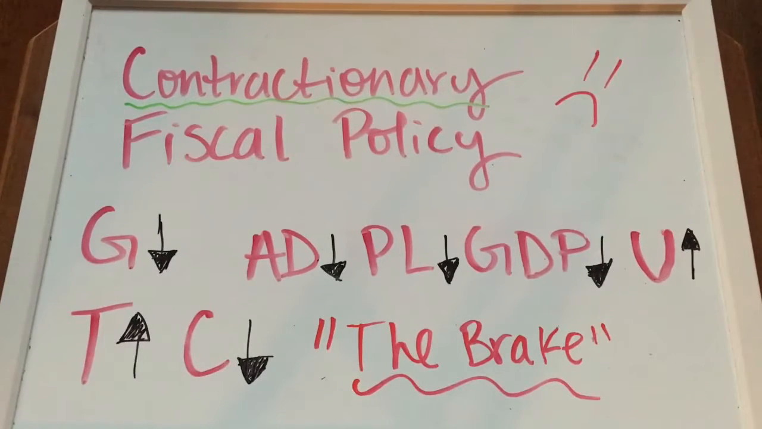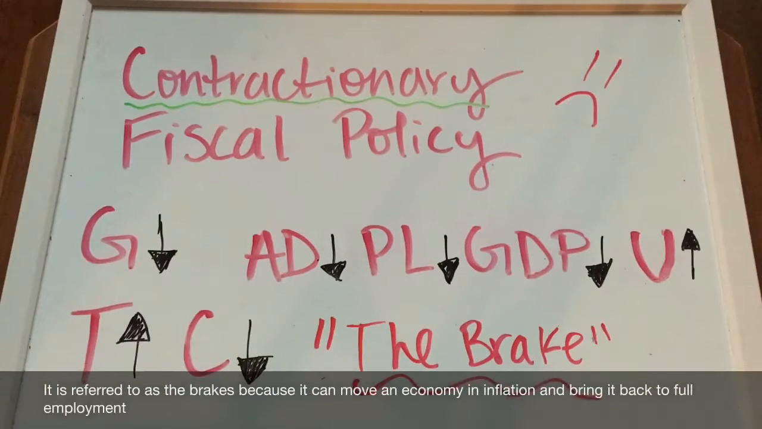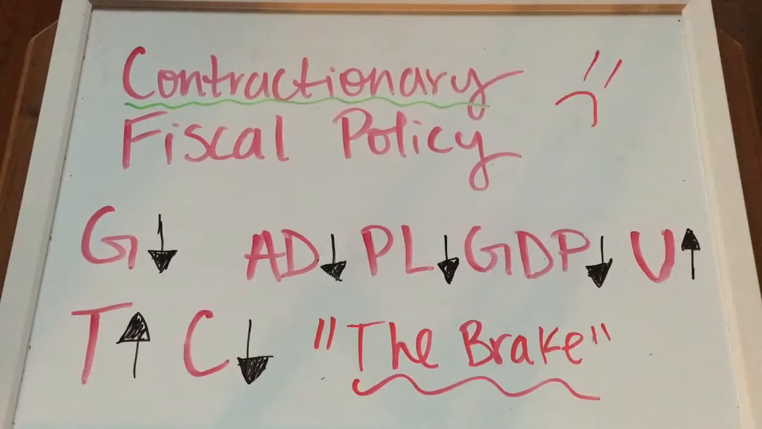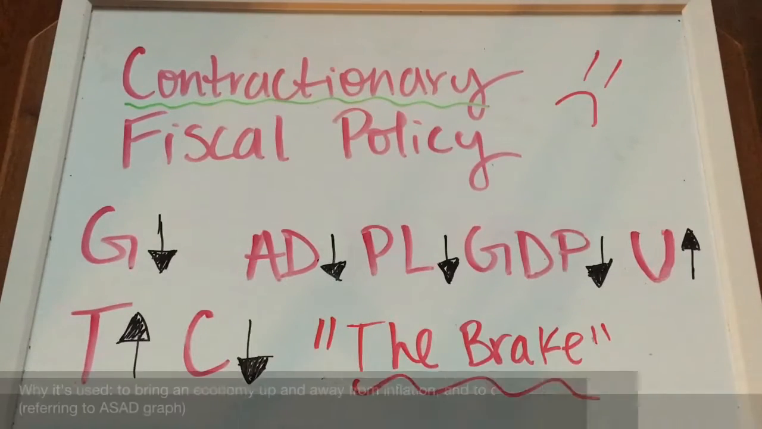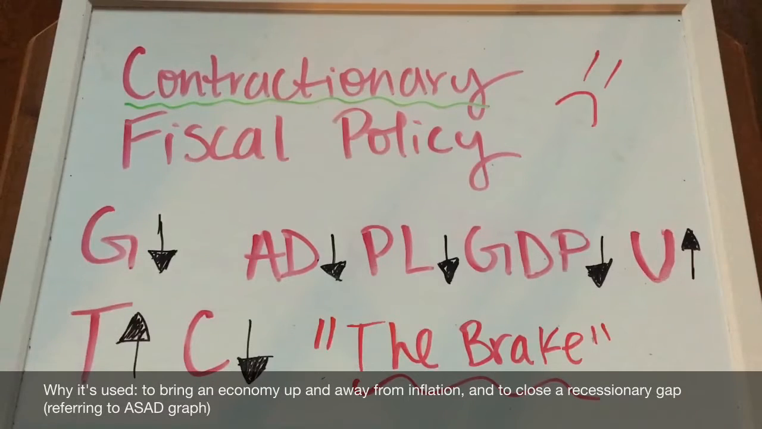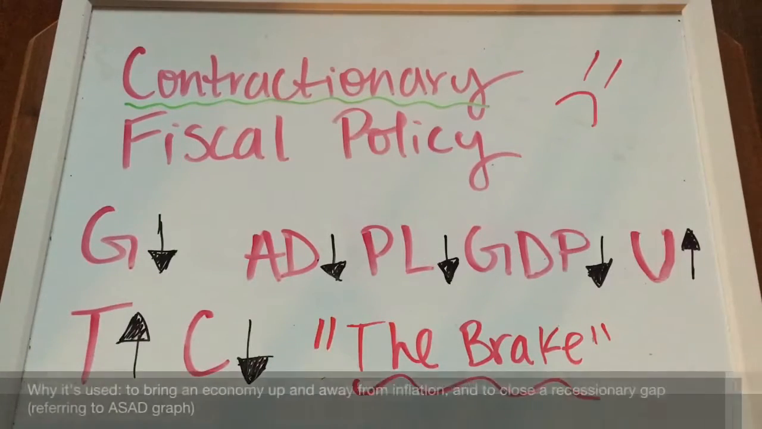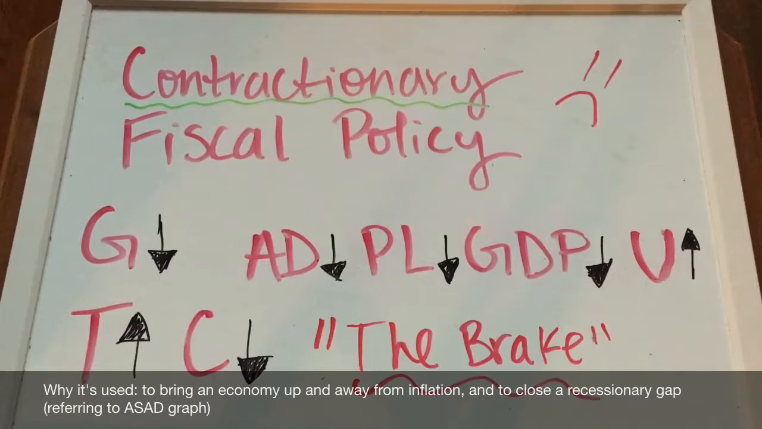It is referred to as the brakes because it can take an economy from inflation to full employment. So it's called the brakes because it can stop a country's economy, like brakes stopping a car, from going further into inflation and brings it back to full employment. This is why the policy is used. It can bring an economy out of inflation or close an inflationary gap.